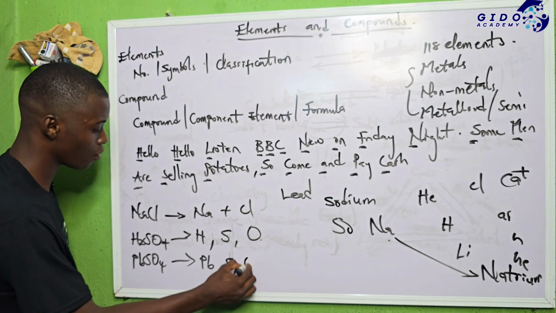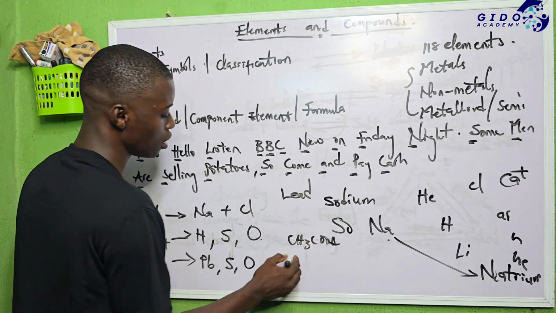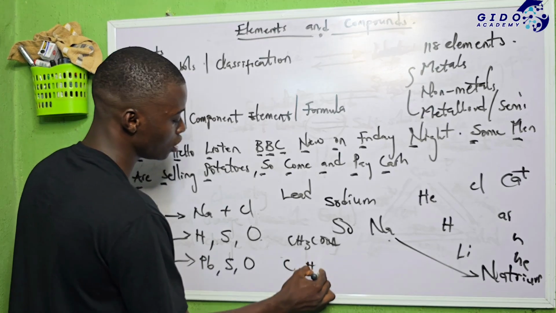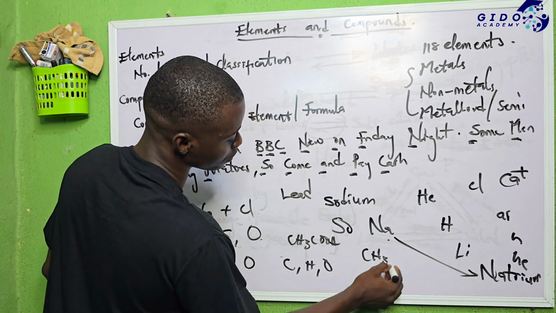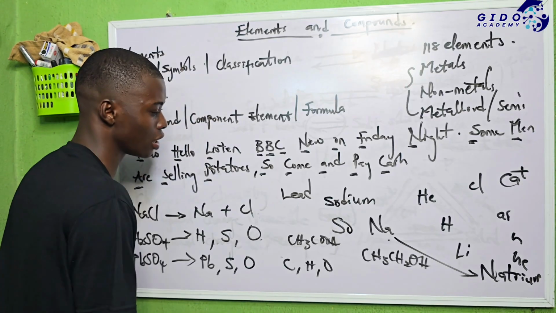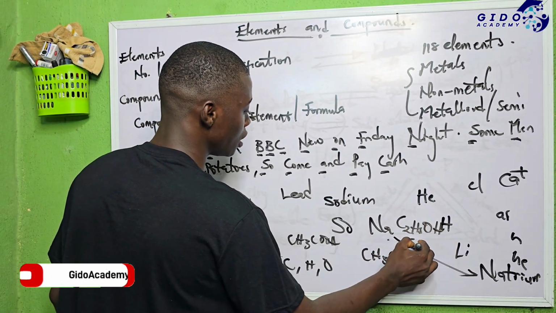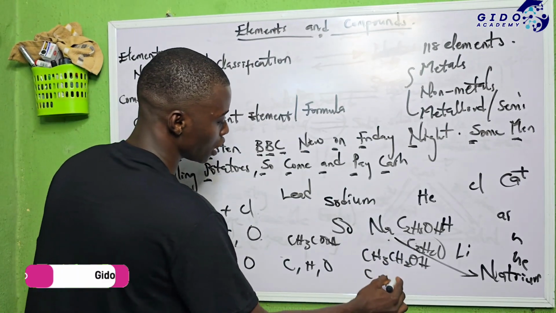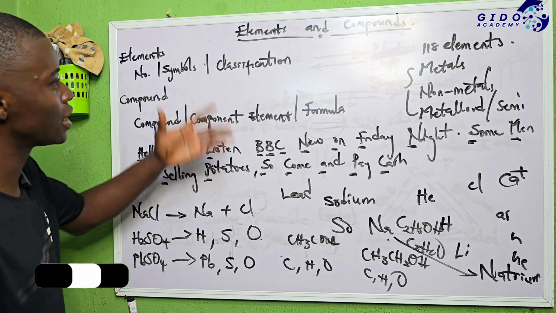Then we have sulfur, we have what? Oxygen. What about ethanoic acid, CH3COOH? So we have carbon, we have hydrogen, then we have what? Oxygen. What about our alcohol, CH3CH2OH, which is your common ethanol, or C2H5OH, or C2H6O? So what do we have there? We have carbon, we have hydrogen, and we have what? Oxygen.